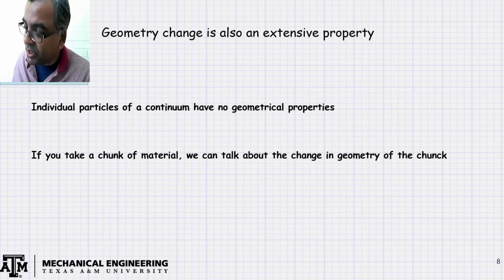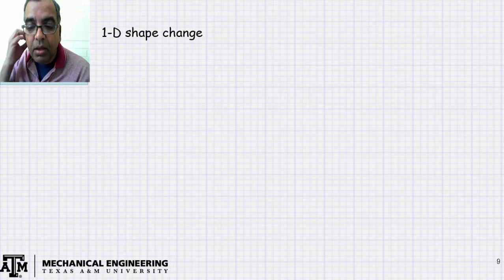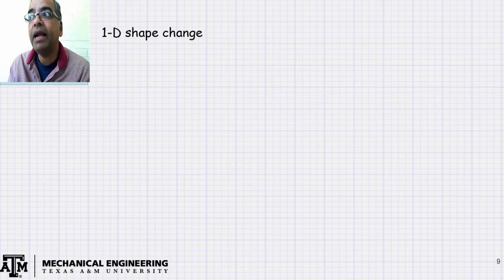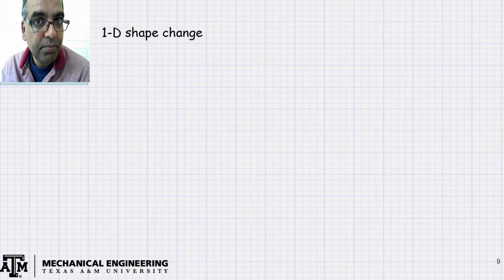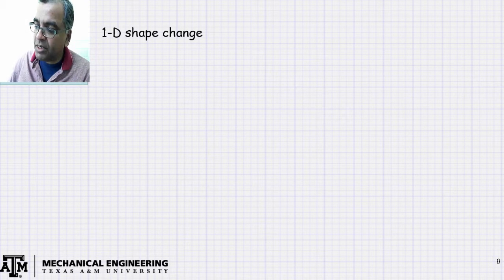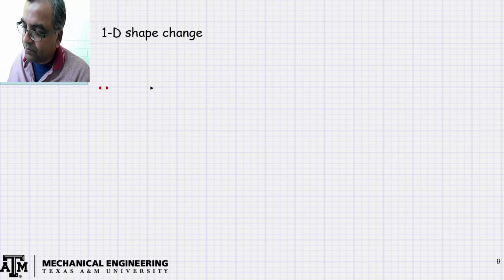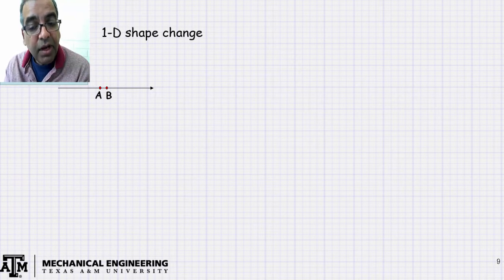Change in geometry of a chunk is what you can talk about. 1D shape change. Let's start with 1D because it gets us going, and our initial modeling will be done only on 1D. Okay, so what's 1D shape change? Let's say I got a bar. I mark 2 points on it, A and B. Okay, they are very close to each other.